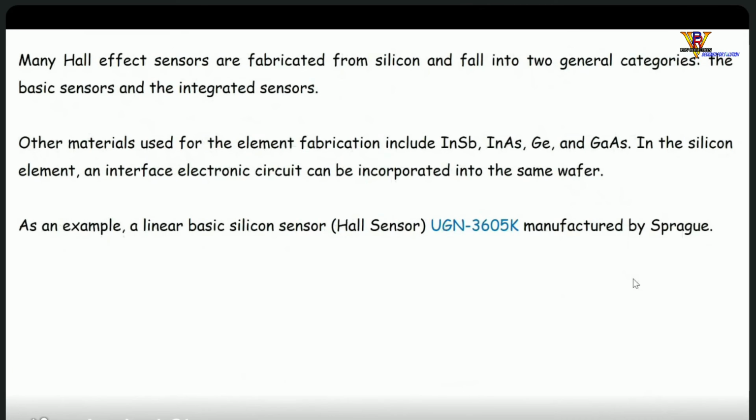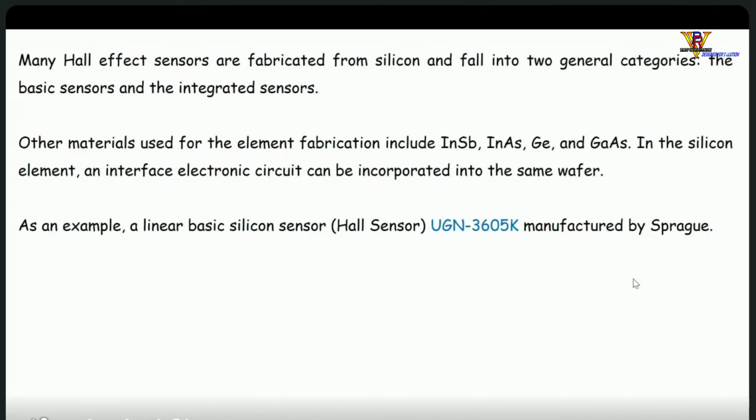Many Hall effect sensors are fabricated from silicon and fall into two general categories: the basic sensors and the integrated sensors. Integrated sensors have other components for signal conditioning and other functions. Other materials used for element fabrication include InSb, InAs, germanium arsenide, etc.